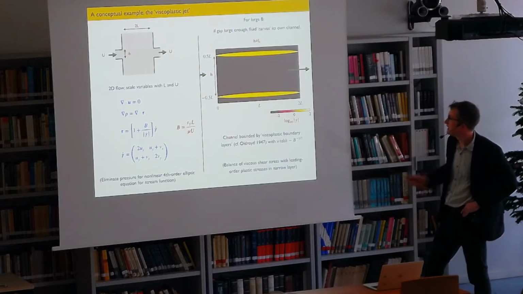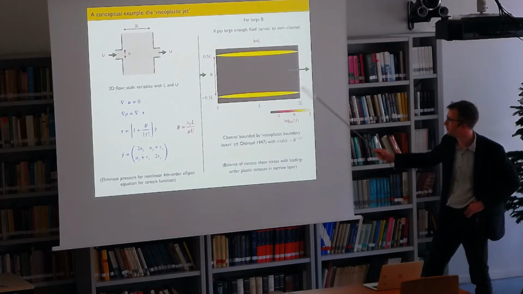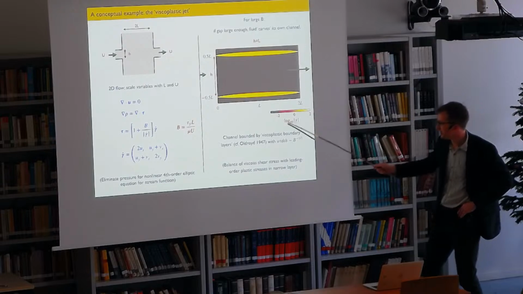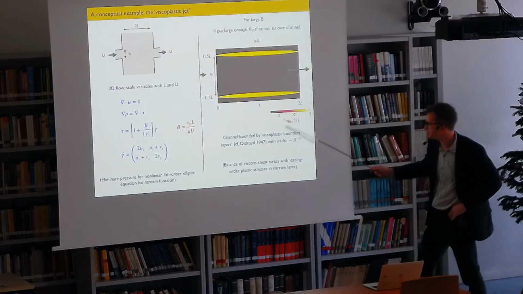Okay, so here's a solution. I'm going to show lots of these kind of pictures, so it's worth making sure you understand what I'm showing. The colors show the logarithm of the modulus of the strain rate tensor. The logarithm is purely just to amplify differences, so don't worry about that.